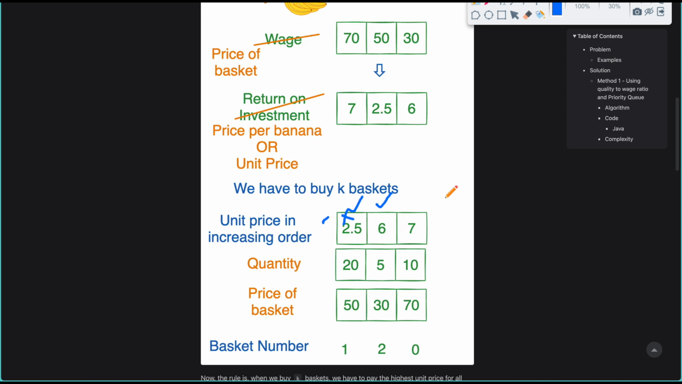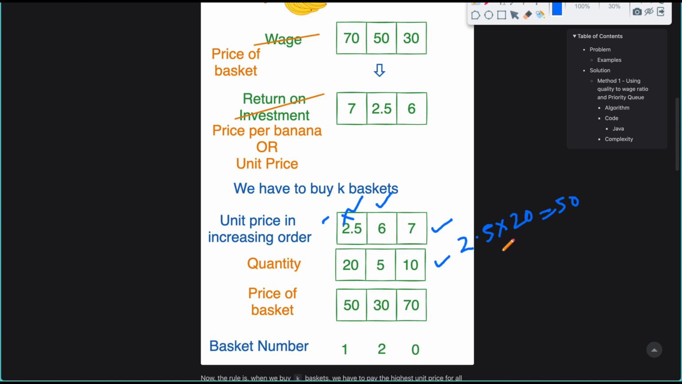So the first thing we do is find the bananas from basket 1. We will pay 2.5 unit price for those, and we will buy 20 bananas. So we have 2.5 into 20, right? We have paid 50 for now, but we have to select two baskets instead of one, and we have just selected one so far. Now, as soon as basket 2 is added, our unit price for all the bananas will become 6 because of rule number 2.